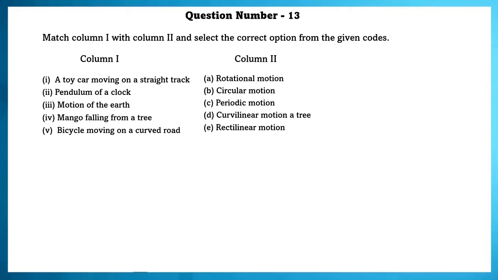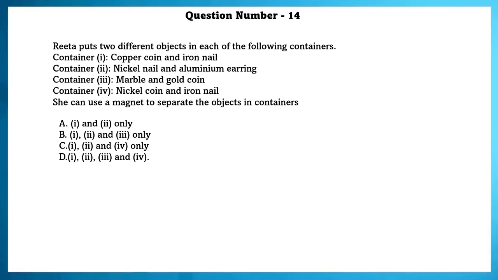Question number 13. Match column 1 with column 2 and select the correct option from the given codes. A toy car moving on a straight track is rectilinear motion. Pendulum of a clock is periodic motion. Motion of the earth is rotatory, circulatory and periodic motion. Mango falling from a tree is rectilinear motion. Bicycle moving on a curved road is curvilinear motion.